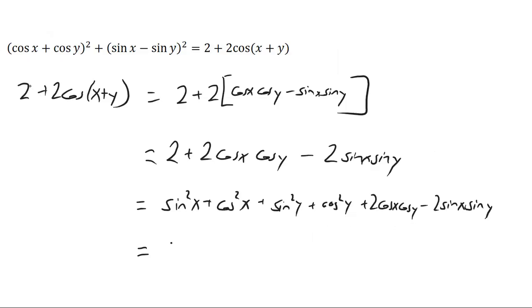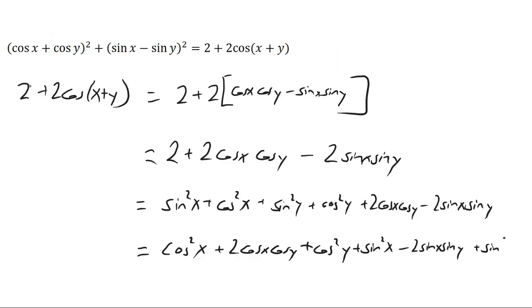So just for completeness, let me group all those terms together. Plus 2 cosine x cosine y plus cosine squared y. And similarly, if we have expanded that we would get sine squared x minus 2 sine x sine y plus sine squared y. We have those terms right there.